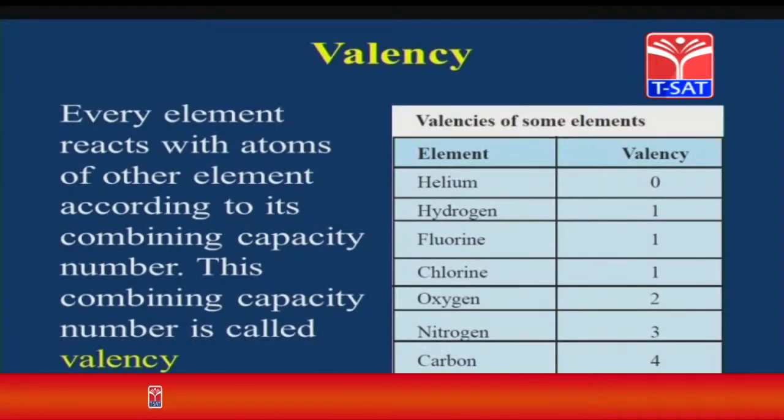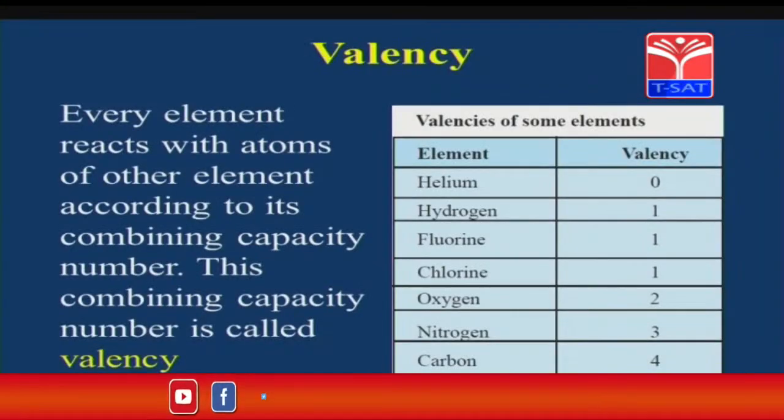Next one, nitrogen. Nitrogen valency is 3. Nitrogen combines with 3 other elements. For example, nitrogen forms ammonia. In ammonia, nitrogen combines with 3 hydrogen atoms and it forms an NH3 molecule. Another example is the NCl3 molecule. In NCl3, nitrogen combines with 3 Cl atoms and it forms the NCl3 molecule.